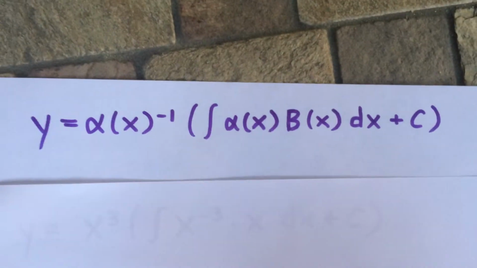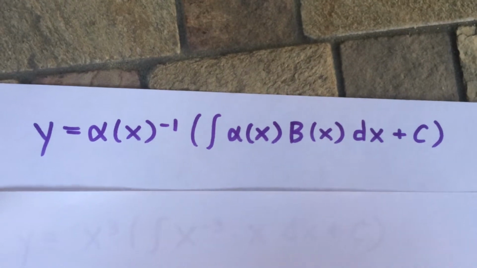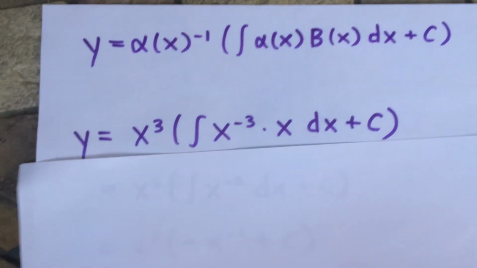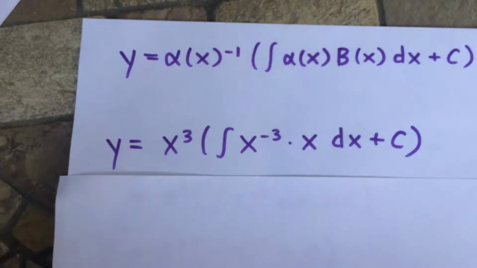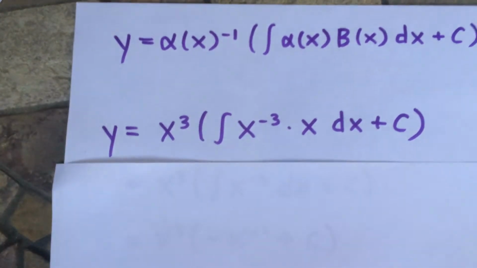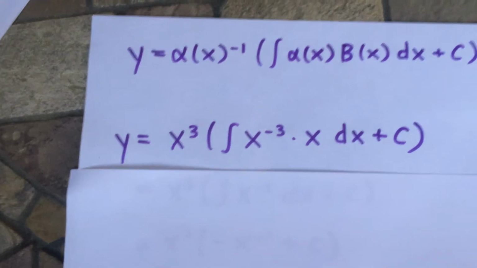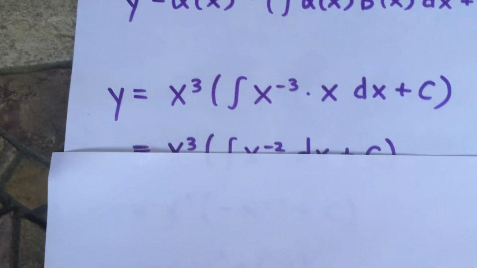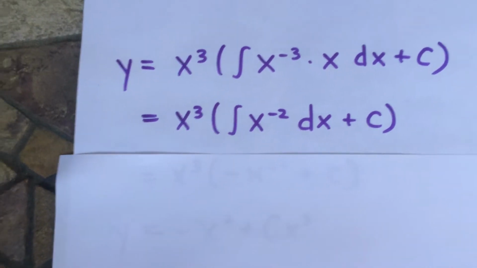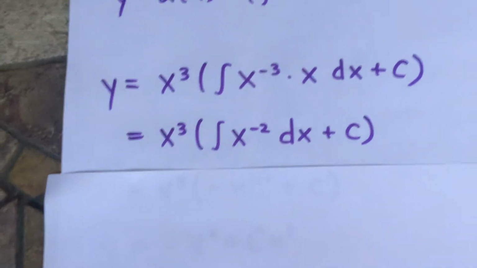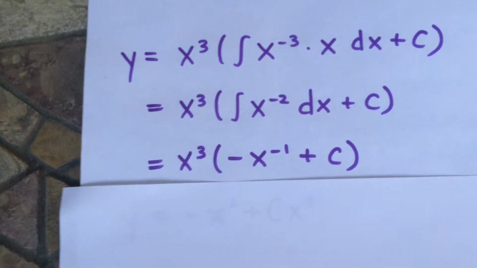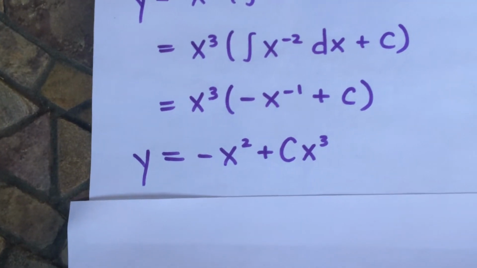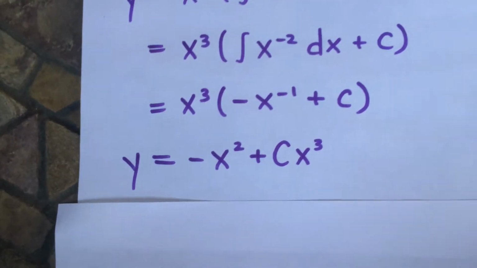Now that we know what alpha of x equals, we can use that expression and the other expressions from the original equation. So we have y equals the inverse of alpha of x, which is x cubed, times the integral of alpha of x times b of x. That simplifies to the integral of x to the negative 2 dx plus a constant. When we multiply everything out, we end up with y equals negative x squared plus a constant times x cubed.